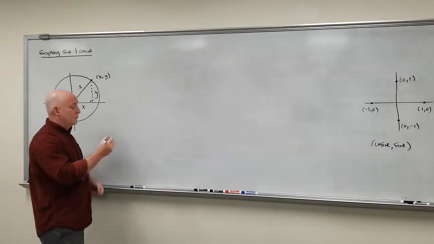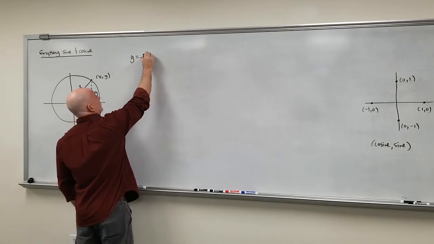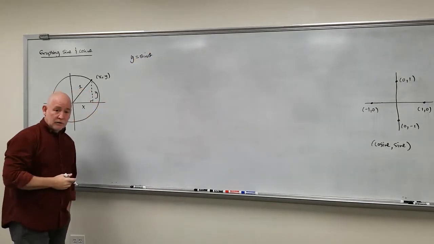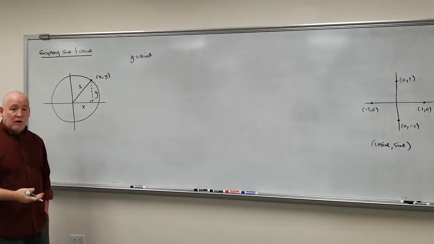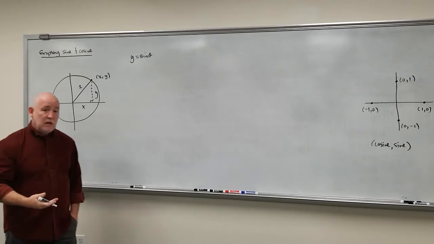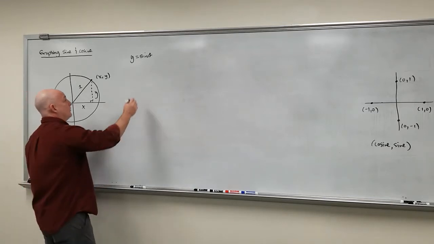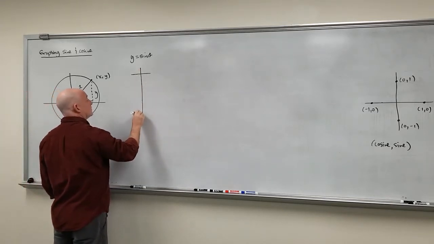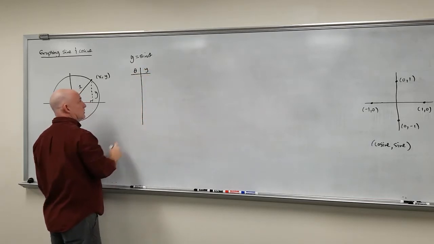So the question is, if we started out with something like this, let's do y equals the sine of theta, or whatever letter you want to use. You can use y equals sine of x or t or whatever. If we said to graph this function, how would we do that? Well, anytime you need to graph something and you have no idea how to graph it, one method would be just to make a table of values.